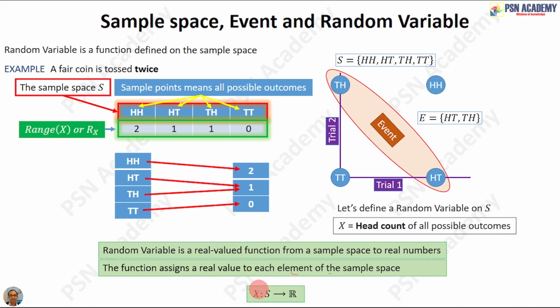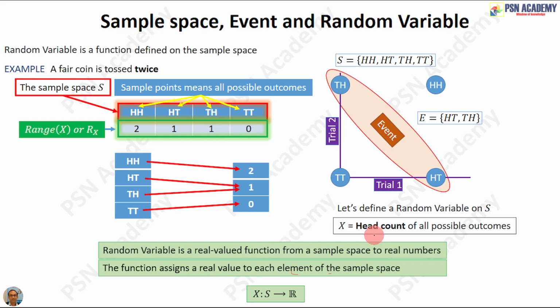Now mathematically, you can write like this: X is the name of the function, give a colon and write S, the set of all possible outcomes, and those outcomes are all mapped to the set of real values. This is R, right?